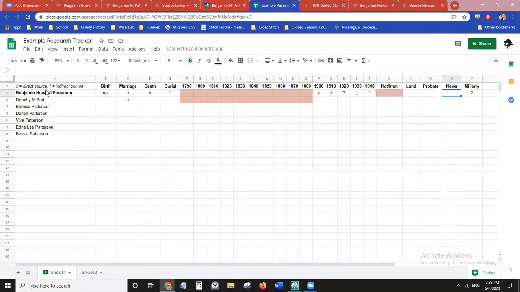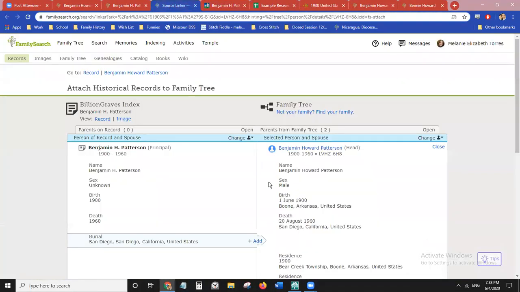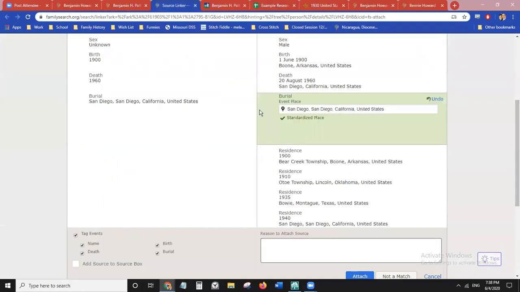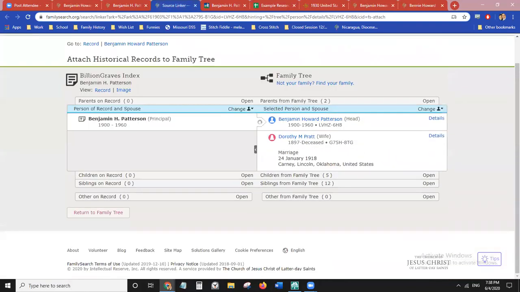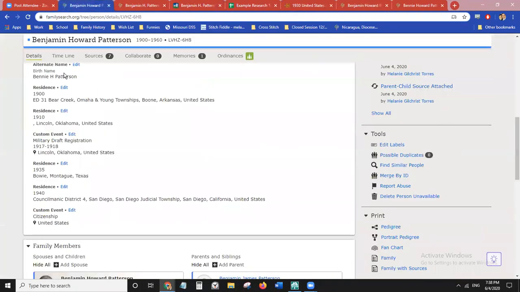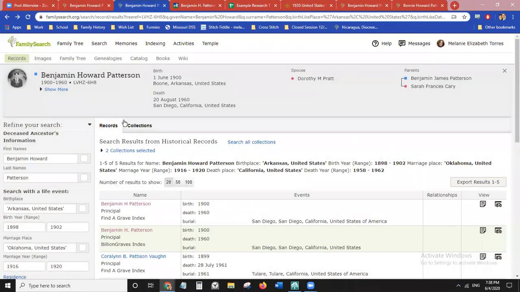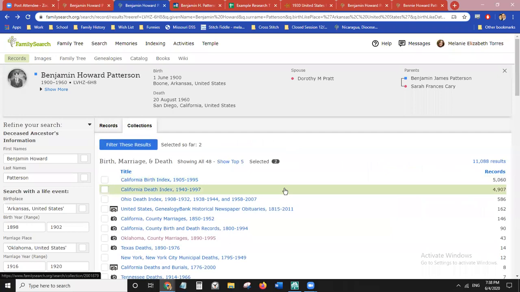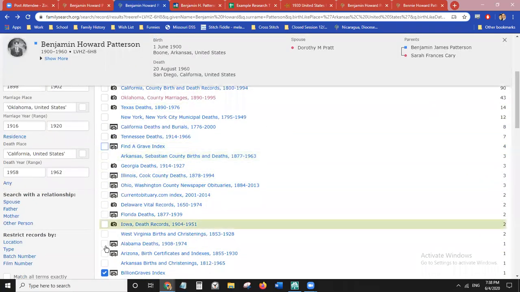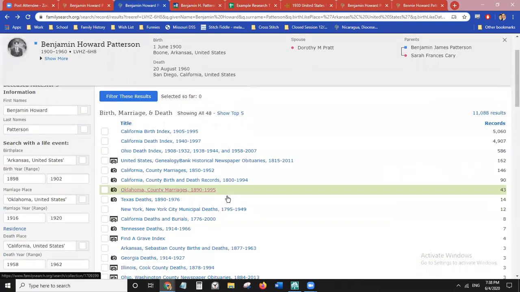And I'm going to mark in my research planner. Now I have a direct source, not an indirect source. I'm going to change that to an X. And I'm going to add that information. He was buried in San Diego as well. And now we have a burial source. And I would take the time to attach Find a Grave as well, but we're going to move on from that. Now I want to look at newspapers.